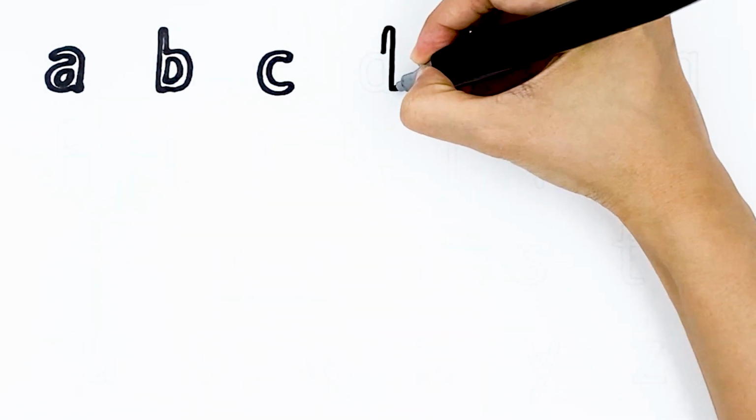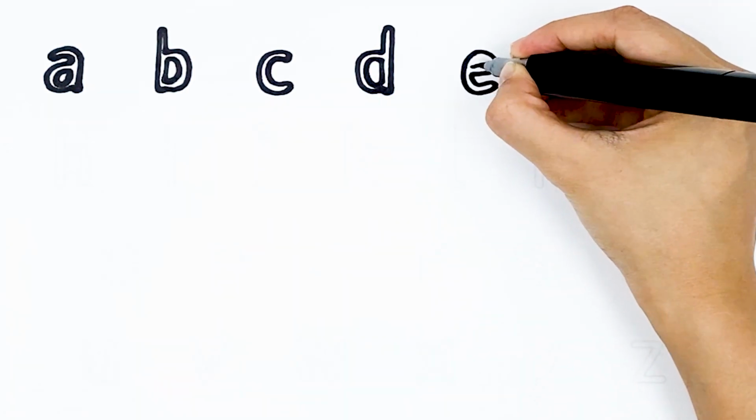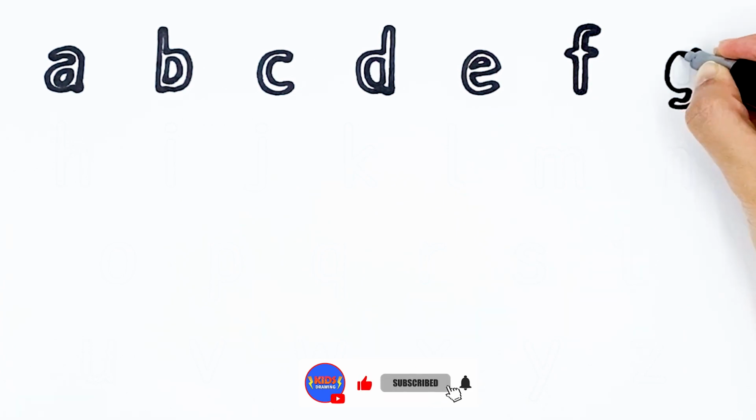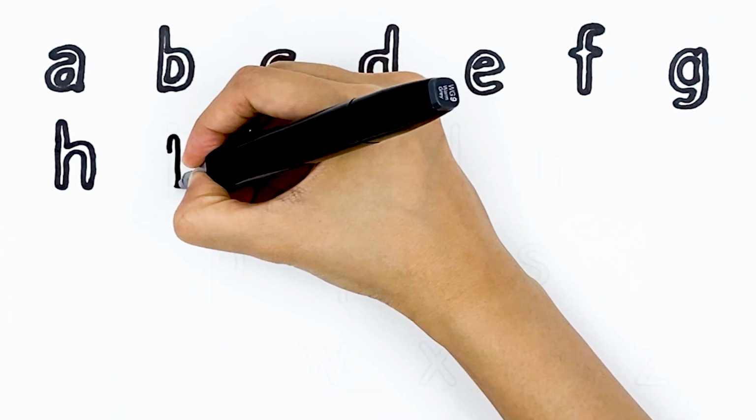A is for apple. Apple. Apple. A. Apple. B is for baby. Baby. Baby. B. Baby. C is for candy. Candy. Candy. C. Candy.